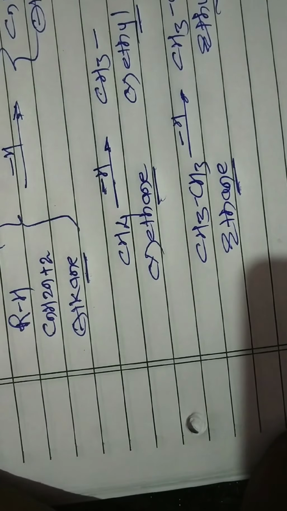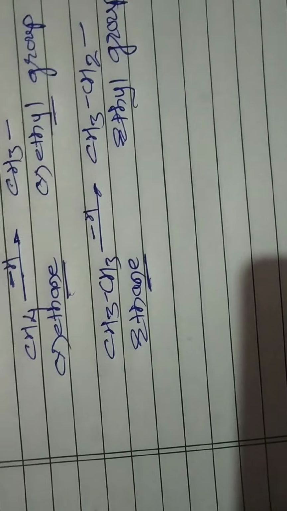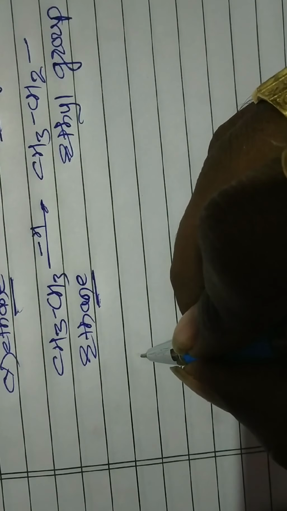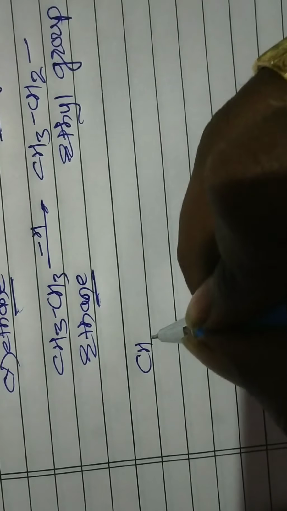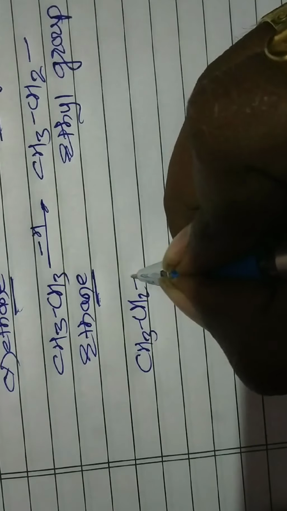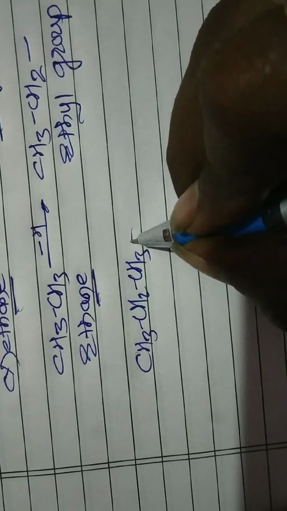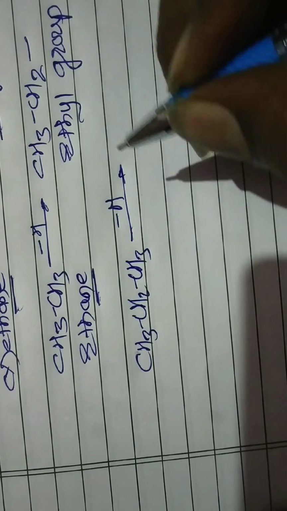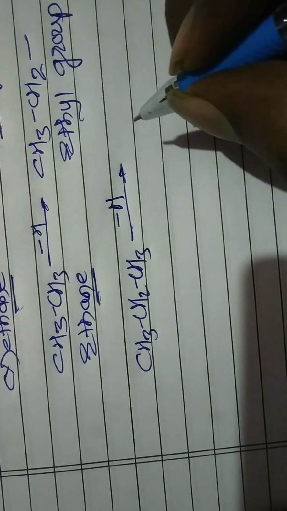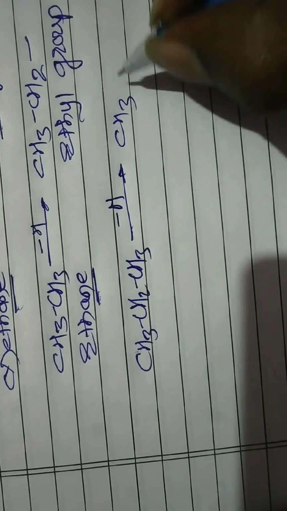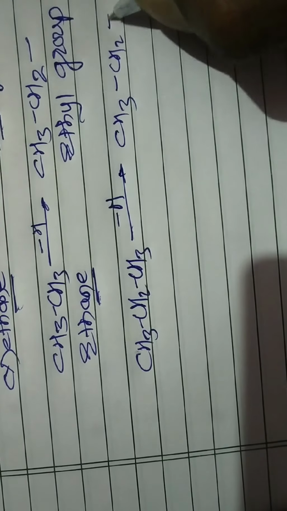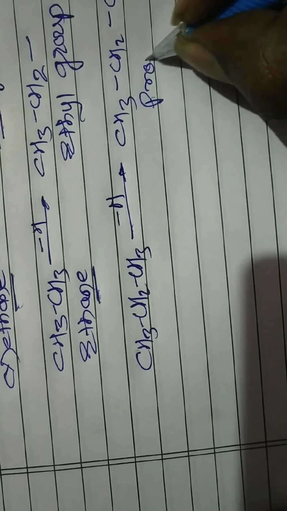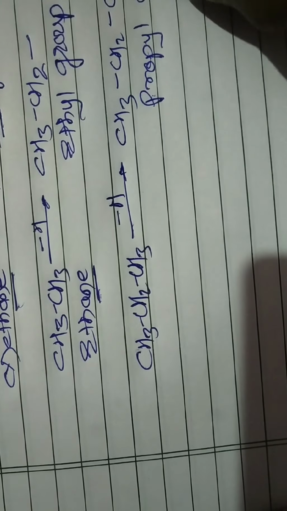formed. In a similar fashion, if we go to the further alkanes, for example propane, if a hydrogen atom is removed from propane, we get CH3CH2CH2 as the propyl group.